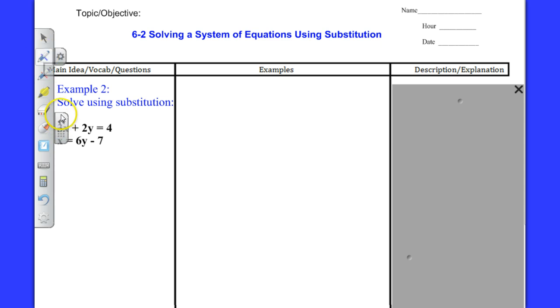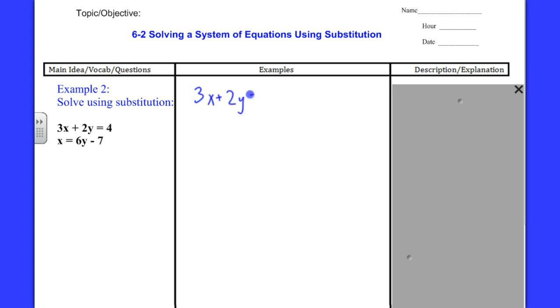I'm going to grab a pen here. 3x plus 2y equals 4 and x equals 6y minus 7. Now let's recopy it here in the middle. And the second equation, x equals 6y minus 7. Now if we just pick up from where we left off, notice in this particular system of equations, I'm going to label this first equation 1 and this one 2, just so I can refer to it for you. You don't have to do that when you're doing your homework, but I'm going to do that for the purpose of the notes.